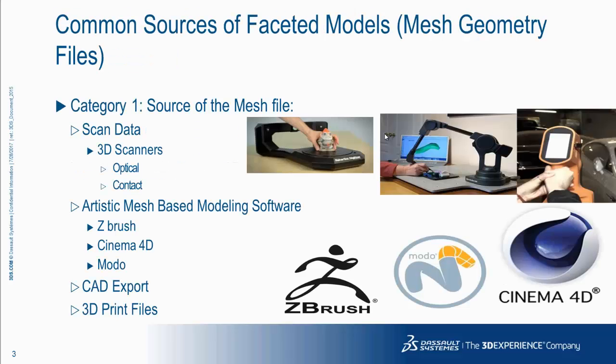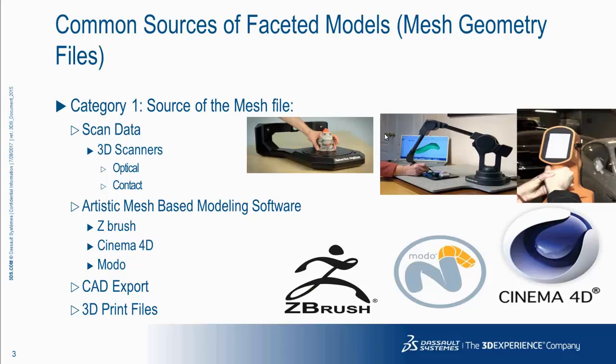Some of the common sources of faceted model or mesh geometry files: very commonly, mesh files come from scan data, from 3D scanners, either optical or contact. The scanner produces a point cloud and then joins those points into a mesh file, and commonly those meshes are triangular meshes. Facet geometry also comes from artistic mesh-based modeling software, things like ZBrush, Cinema 4D, or Modo, where very complex organic shapes are created and the resultant file is a series of facets to represent this complex organic geometry.